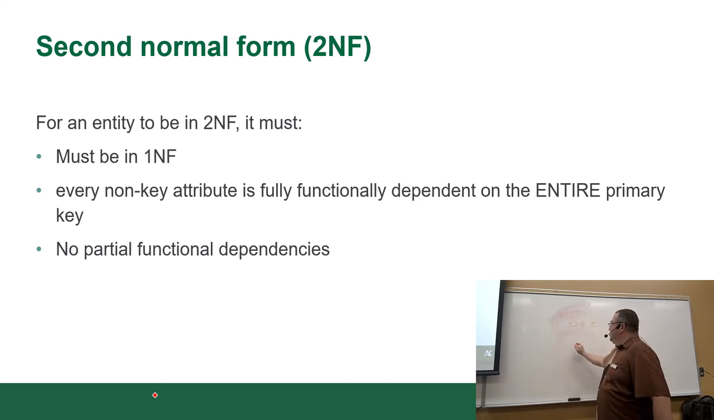So W, X determines Y, but if it's just X that determines Z, that's a partial dependency. So if this depends on the whole key, but this one only depends on half the key, we have to get rid of that. So we want to get rid of partial dependencies.